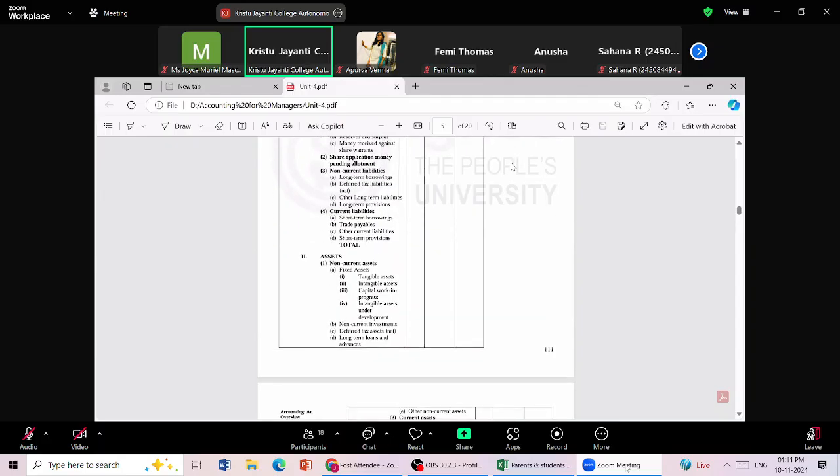Moving to the asset side, the first one is non-current asset. Under non-current asset, you have fixed asset. In fixed asset, there are multiple categories. Tangible asset: all your fixed natures you can bring under tangible asset. And then intangible assets, which are nothing but your goodwill, patents, copyrights, all you can bring there. Capital work in progress: any item which is still in progress, you can bring under that category.